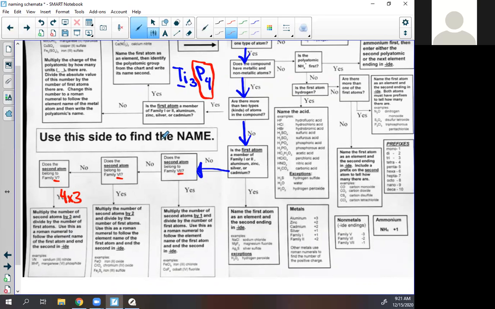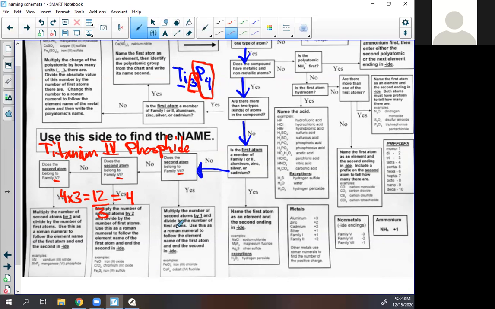All right. So there's 4 of these. I multiply it by 3, and that gives me a 12. Then I divide by the number of first atoms, which it'll seem pointless, but it doesn't always work that way. I divide it by 3 and I get 4. Use this as a Roman numeral to follow the name of the metal. So we have titanium(IV) phosphide. I'm proud of you, my friend. Okay. All right, titanium(IV) phosphide.